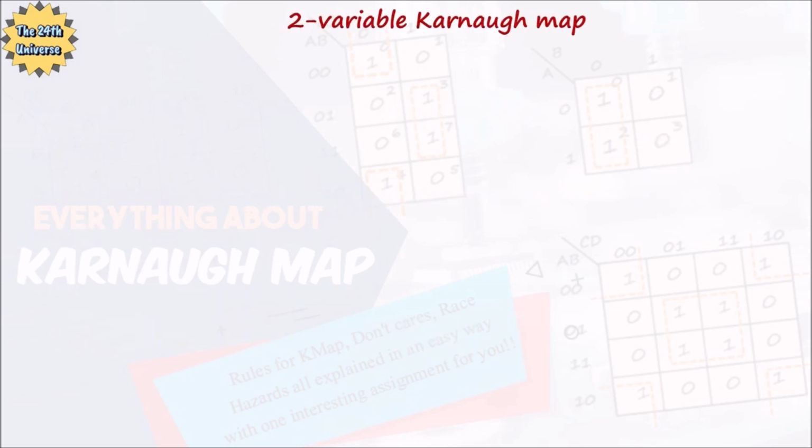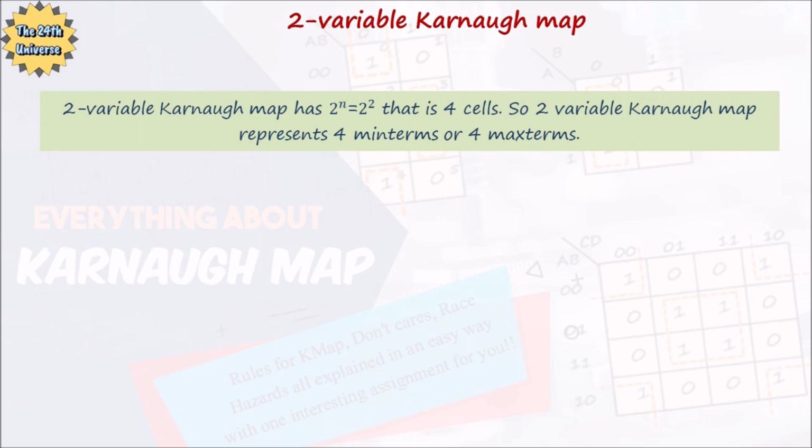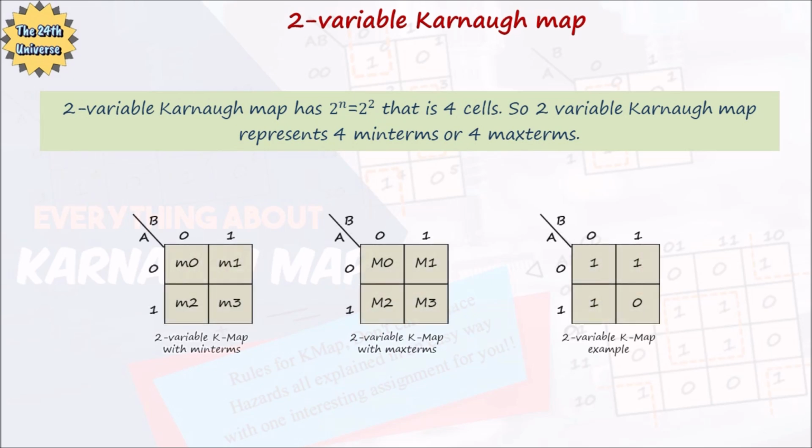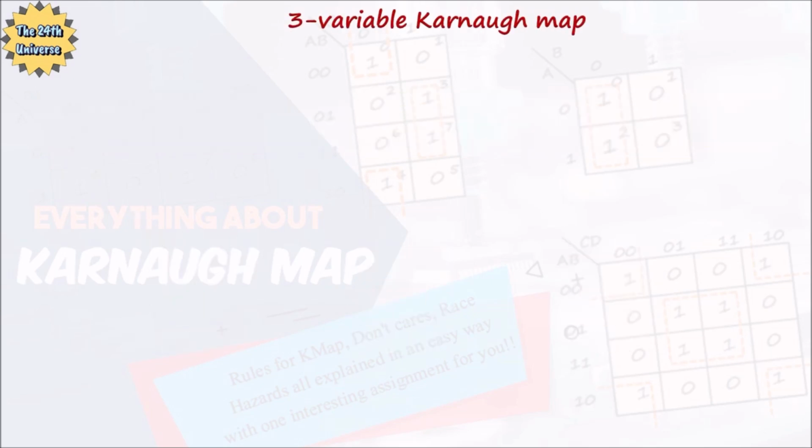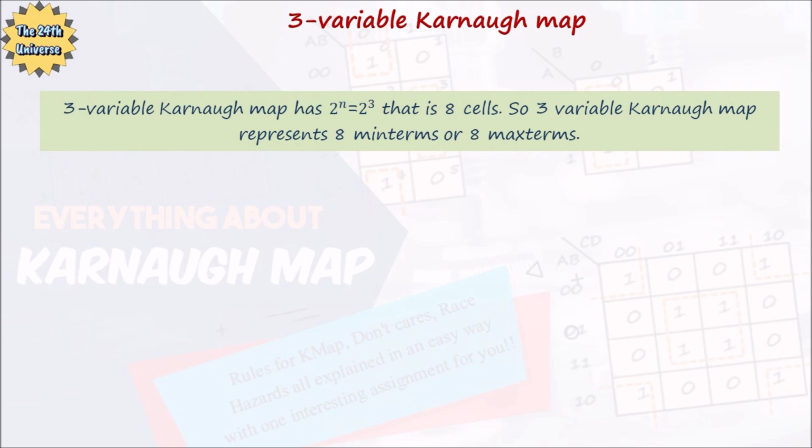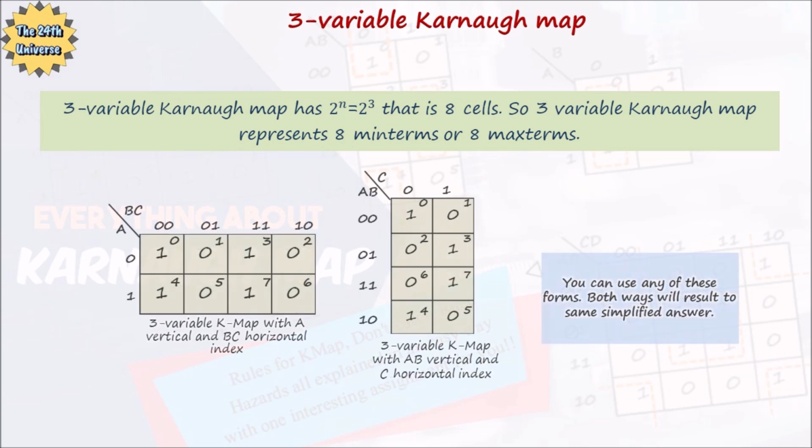Two-variable Karnaugh map. A two-variable Karnaugh map has 2 raised to n, that is 2 raised to 2, that is 4 cells. So, a two-variable Karnaugh map represents 4 minterms or 4 maxterms. These are the examples. Three-variable Karnaugh map. A three-variable Karnaugh map has 2 raised to n, that is 2 raised to 3, that is 8 cells. So, a three-variable Karnaugh map represents 8 minterms or 8 maxterms. These are the examples. Both these forms are correct and you can use whichever way you are comfortable with, and it will result in the same simplified answer.